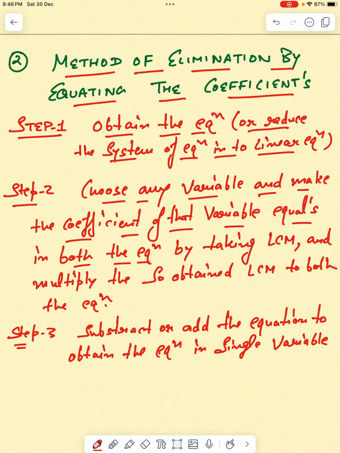See, if I choose variable x, and say in our first equation the coefficient of variable x is 2, and in the second equation coefficient of variable x is 6, what we have to do, we have to make the coefficients, that is 2 and 6, equal in both the equations. How? By taking LCM of these coefficients, that is 2 and 6. Okay, this is just for the example. We will solve one question on this also, and multiply the so obtained LCM to both the equations. So let's see how to solve this kind of question.